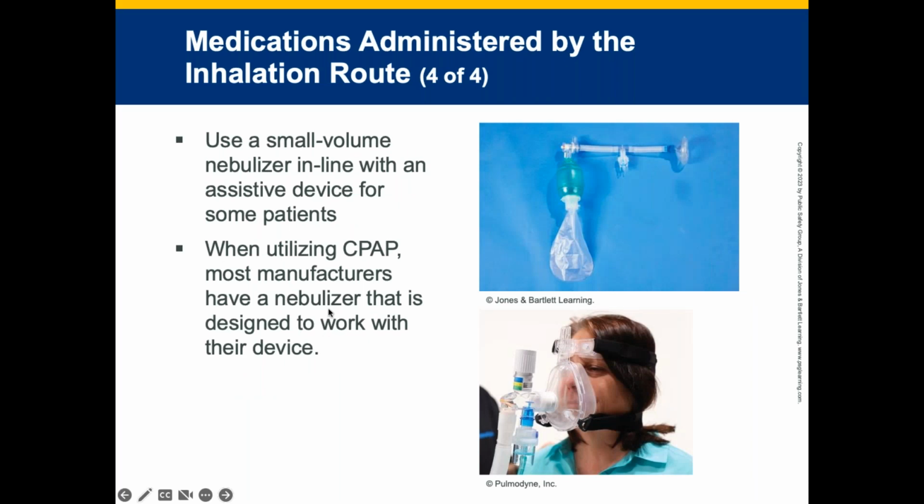Right? As you can see down here, this is utilizing CPAP, and you can see the small volume nebulizer hooked into the CPAP device. This turning knob on top increases your PEEP from 5 to 7.5 to 10, and some go up to 15 now based on new protocols.